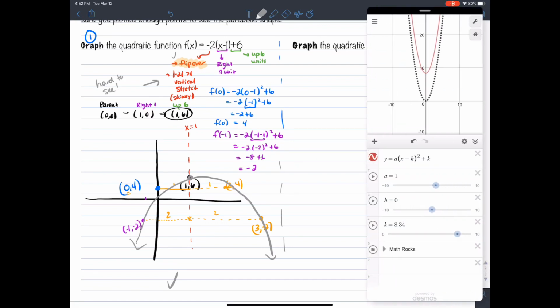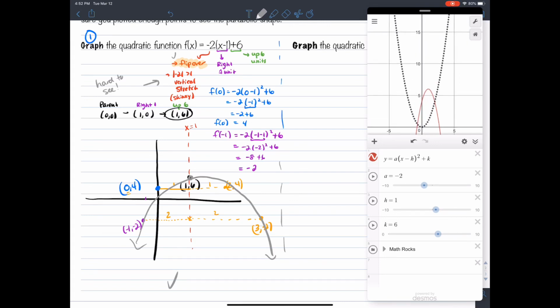So if we bring back the actual parent function in the graph, if we set a to -2, and then the h value, so x minus 1, so here, it should move right 1, and then up 6, so a positive 6. Now in this version, it's a little bit easier to see that the red graph actually is skinnier than the parent graph, which is in the dotted black.